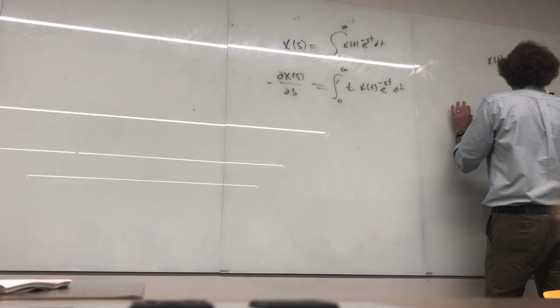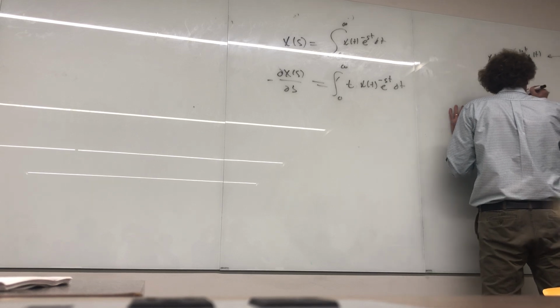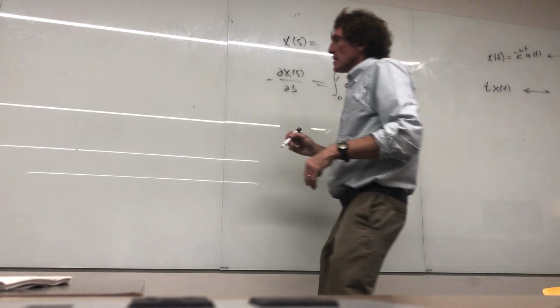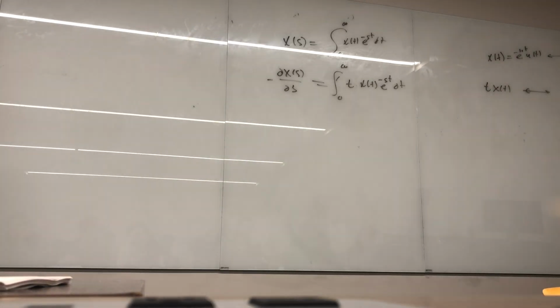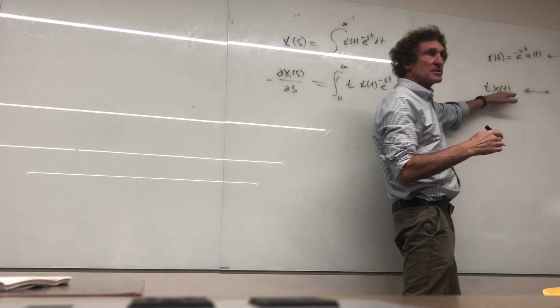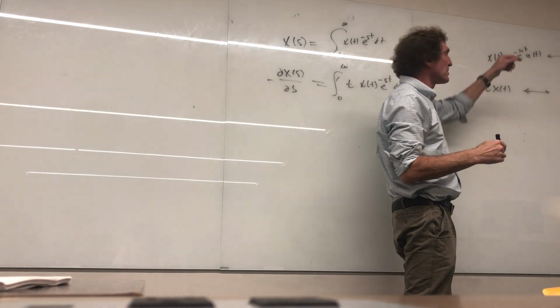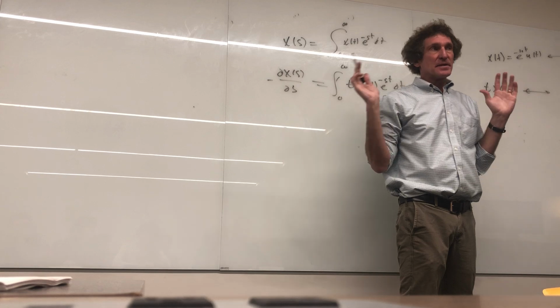What happens if I put t times x of t here? Well, the property would be, and I didn't write it down over here, that's just equal to minus the derivative of x of s with respect to s, right? I could do this integral by parts. This is an integration by parts when you have t e to the minus 10t u of t, dt times e to the minus st. That's an integration by parts.